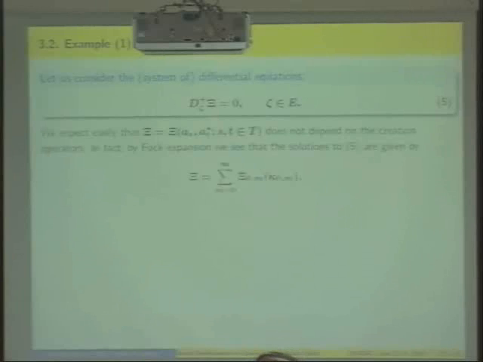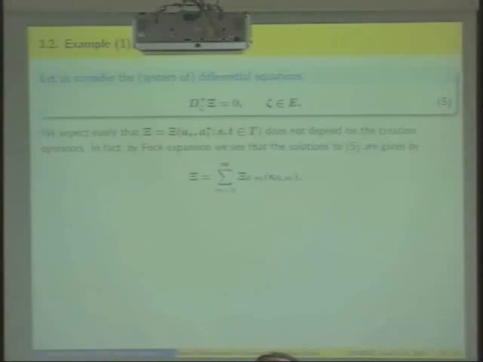Okay, now a simple example. Let's consider this differential equation: D zeta plus xi equal to zero. What is xi? It's easy to see, because D zeta plus is a creation derivative, so it picks up the coefficient of the creation part. But the creation part equals zero, which means no creation part. So the Fock expansion of such an operator is given by this. Only the annihilation part appears.